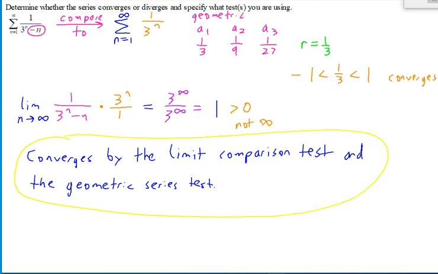And that concludes notes for AP Calculus on the topics of the direct comparison test and the limit comparison test. Continued.